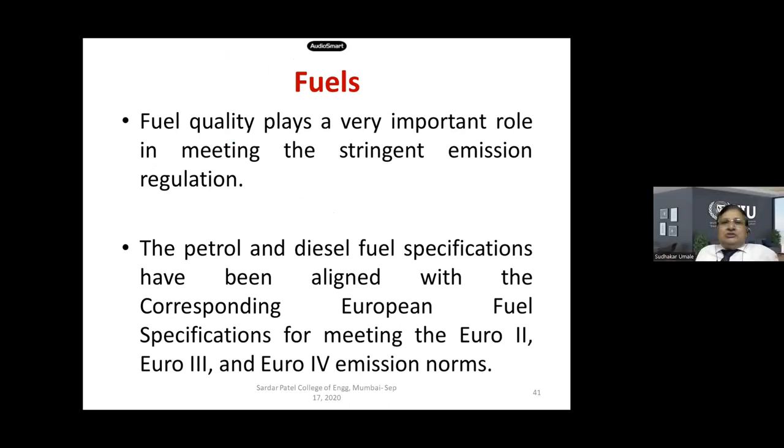So I will come to the use of conventional fuels and quality of fuels during design of engines. Many times we are using the wrong fuels, and because of wrong fuels, there are a lot of emission problems. Hence, we have to concentrate on fuel quality. Fuel quality plays a very important role in meeting the stringent emission regulations. The petrol and diesel fuel specifications have been aligned with the corresponding European fuel specifications for meeting the Euro 2, Euro 3, Euro 4 emission and Euro 5, Euro 6 emission norms.